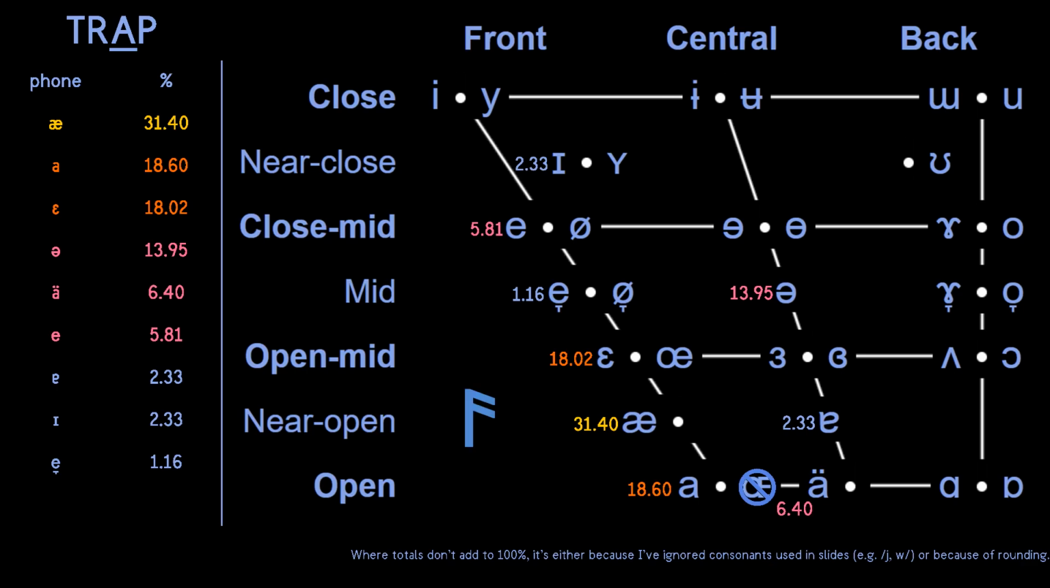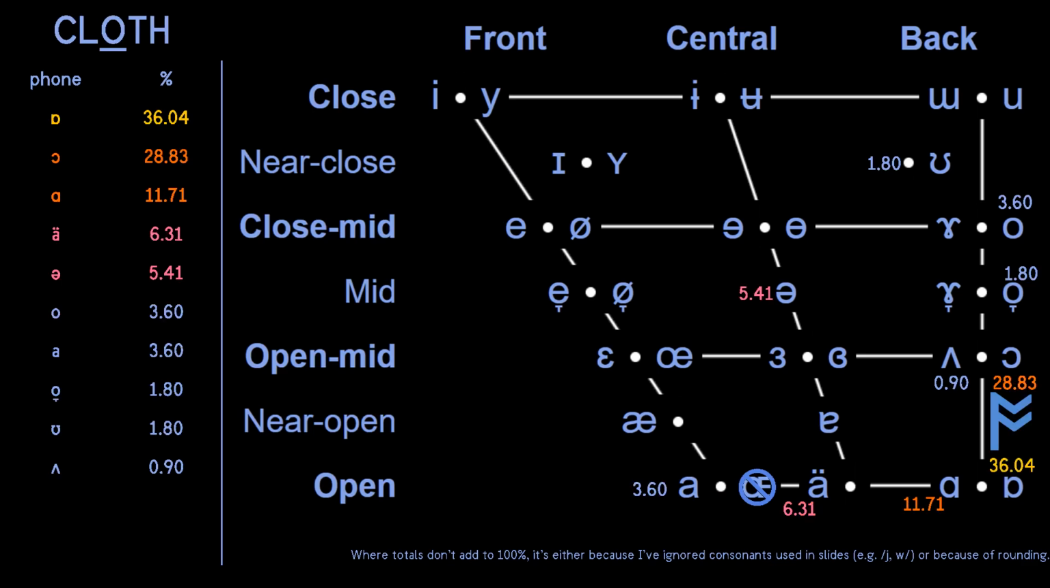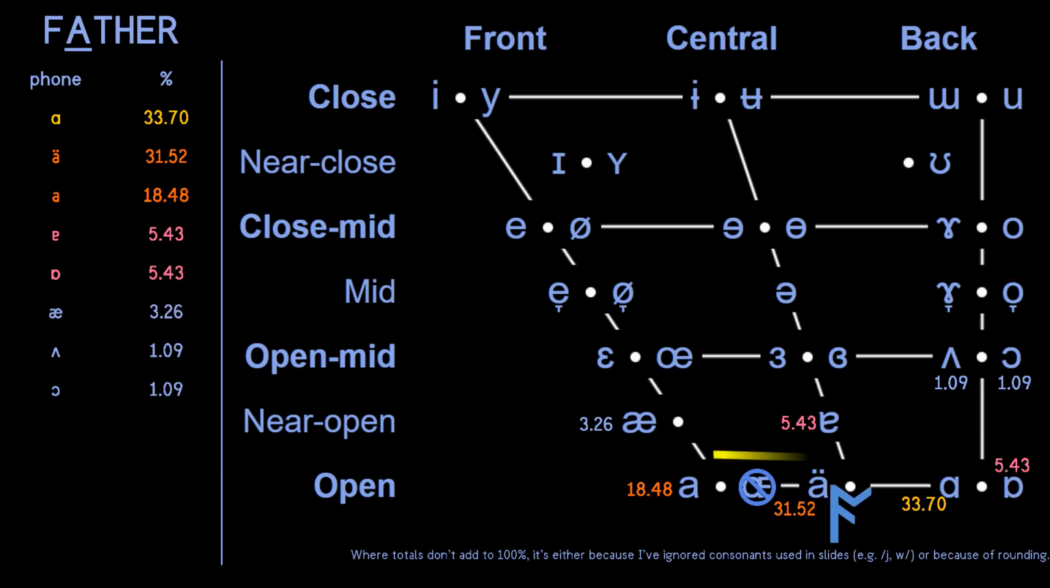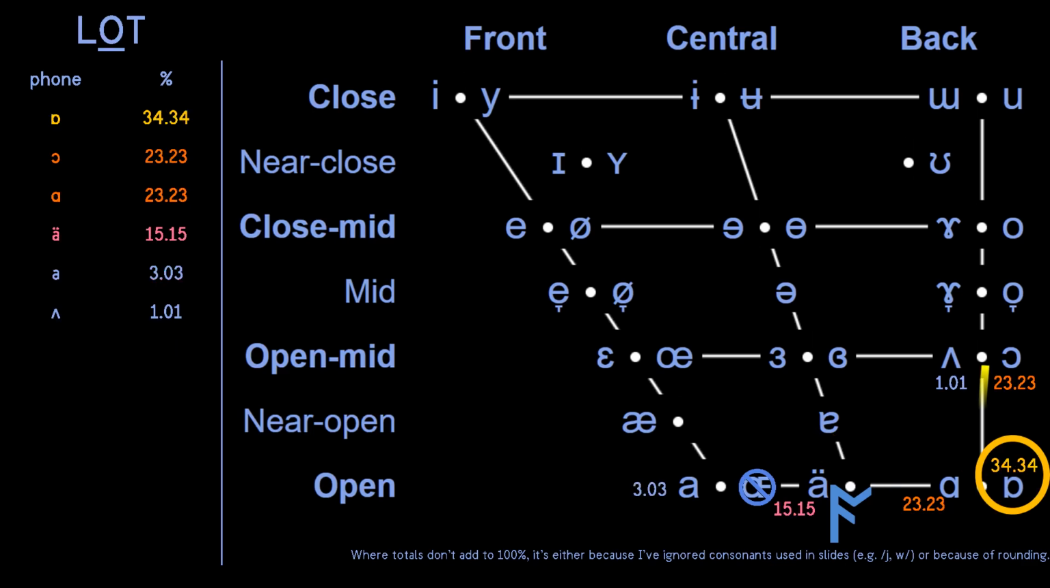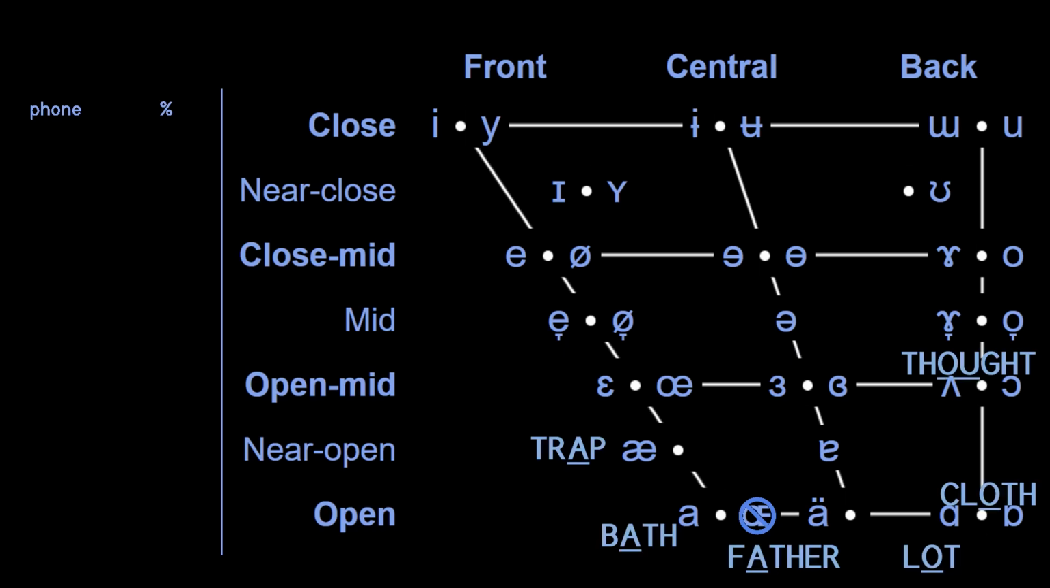So far we've covered two front vowels, trap and bath, two back vowels, cloth and thought, and between them we find the two vowels which split from either, that is, the two open vowels, father and lot. Can you see how these 6 sets align with the runes Ash, Ors, and Ark?